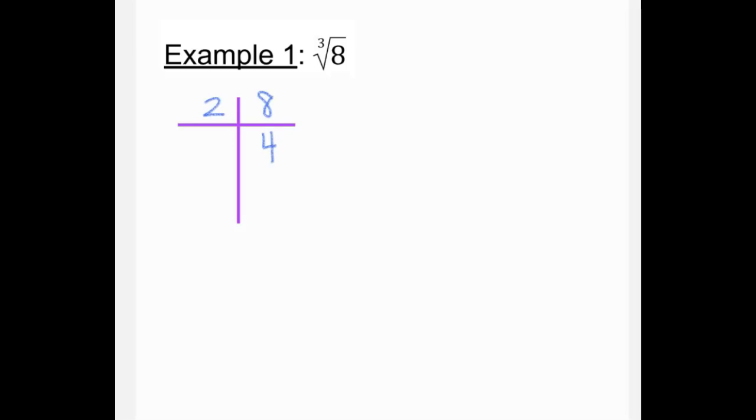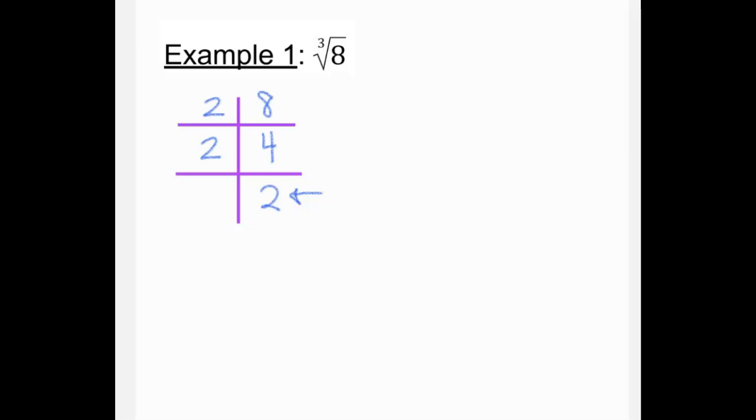Is 4 a prime number? It is not, so we would have to do another round of division. So what is a prime number that would go into 4? We have a 2. 2 would go into 4 2 times. This 2 right here, is that a prime number? It is. So we're going to go ahead and stop right there.